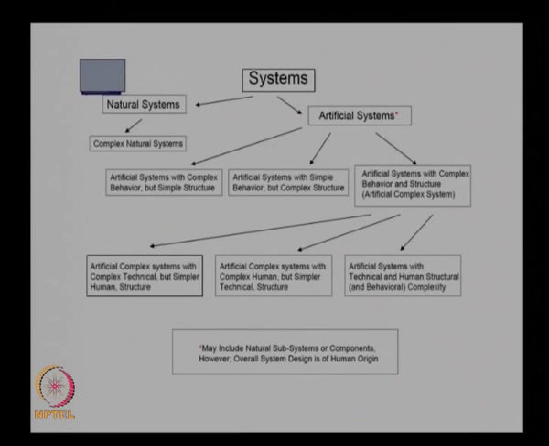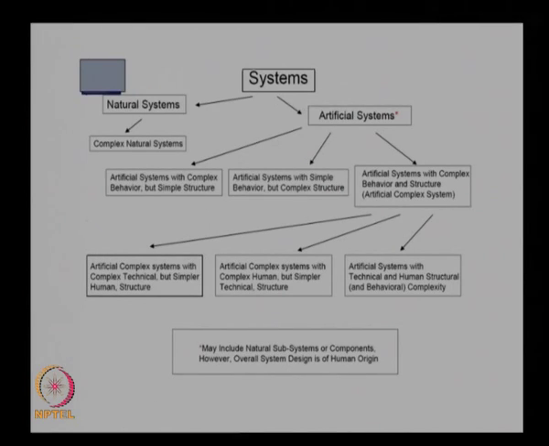So let us look at the classification of systems. As we explained in the last class, we found that there are various kinds of systems. There are man-made systems and there are natural systems. So we can basically divide these systems into two classes. One is the natural systems and the other one is the artificial systems.